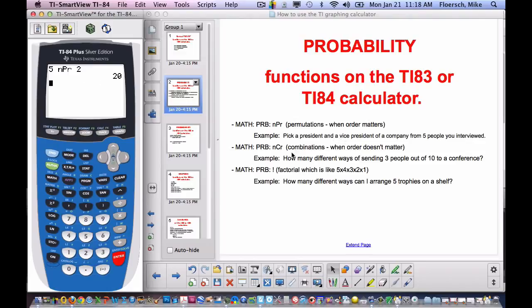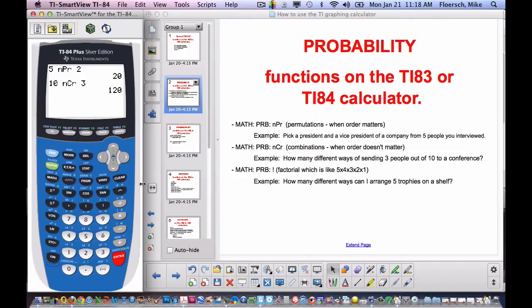Let's try a combination. How many different ways of sending 3 people out of 10 to a conference? Let's say I have 10 people that work for me and I want to send 3 to a conference. This time it doesn't matter what the order is. I just want to send 3. So this time I'm going to do nCr, which is number 3. And I want to choose 3 people and I hit enter. There are 120 different ways of sending 3 people to the conference.